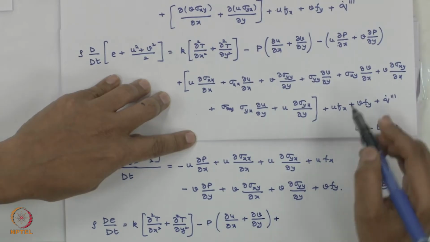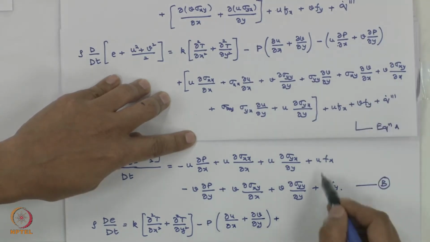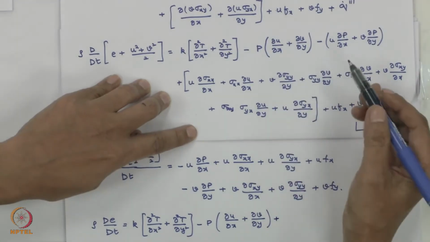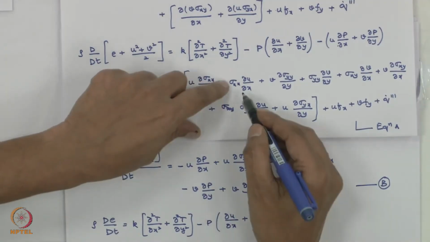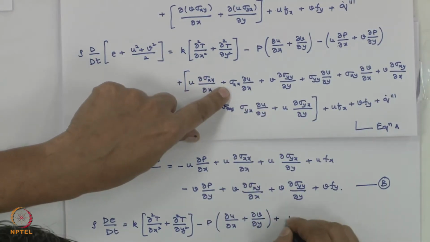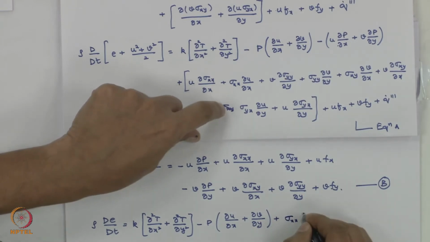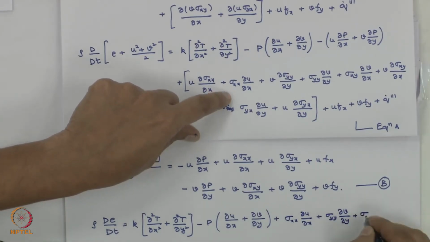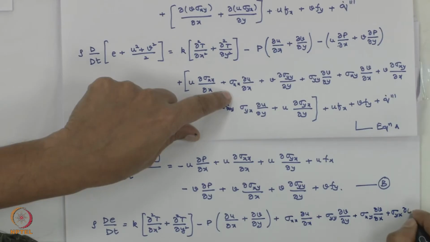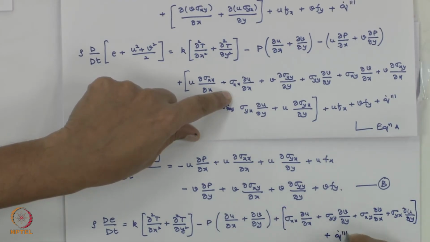you notice here u fx, v fy will get cancelled out and these terms u del sigma xx by del x will also get cancelled out. So what is left out is only the stress terms, sigma xx del u by del x plus sigma yy del v by del y plus sigma xy del v by del x plus sigma yx del u by del y plus q dot triple prime.